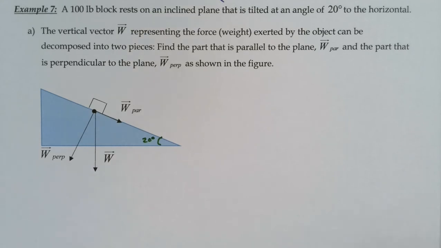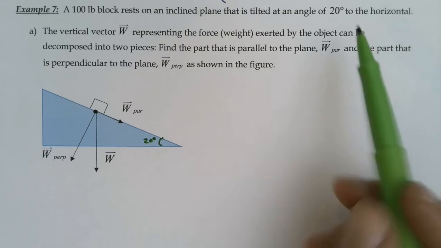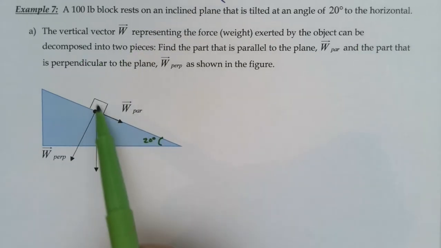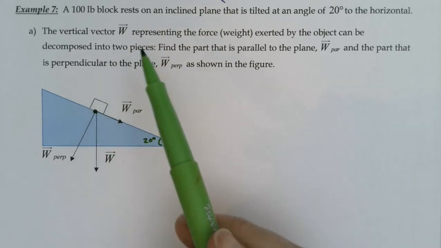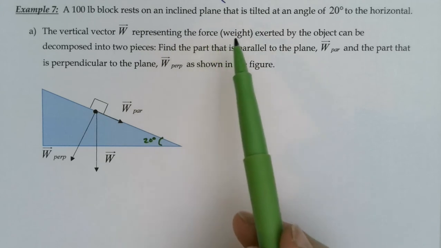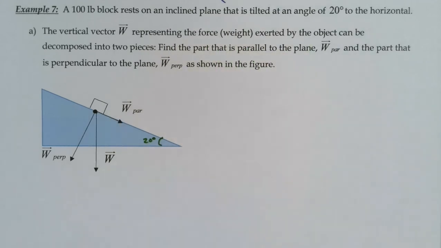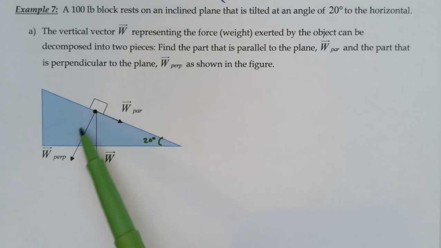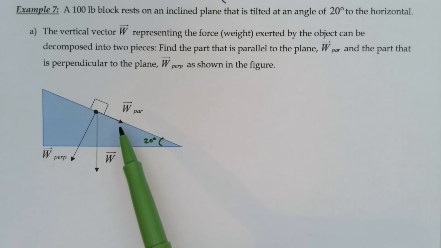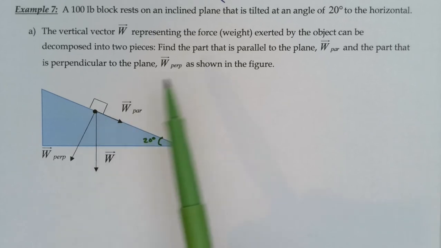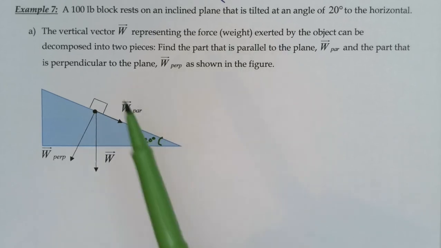Okay, lovely. So then we know that the block itself has a weight of 100 pounds. Right, so that represents the force. So the vertical vector W represents the force weight exerted by the object, and it can be decomposed into two pieces. You have the weight that is perpendicular to the plane, and then you have the weight that is parallel to the plane. All right, and our job is to find those two pieces.